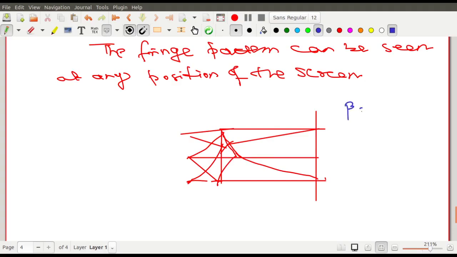So you see that beta is equal to lambda capital D by small d. As you are moving the screen, you are changing the capital D distance, the source to screen distance. As you come closer, the fringes will also be closer. As you move to a far position, the fringes will be widely separated. So these are the non-localized type of fringes.